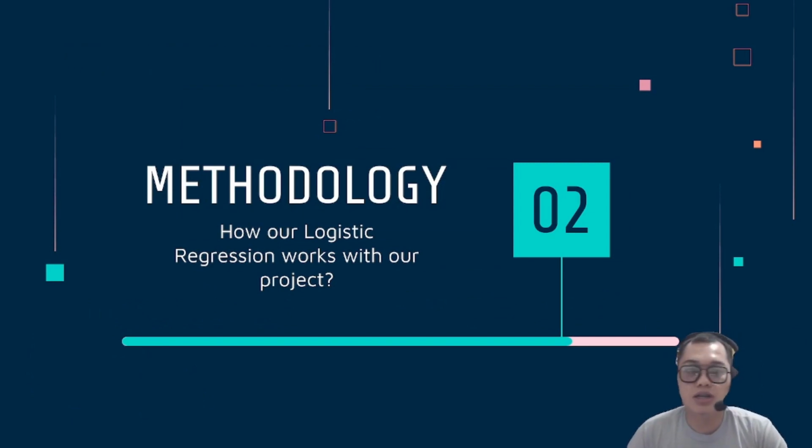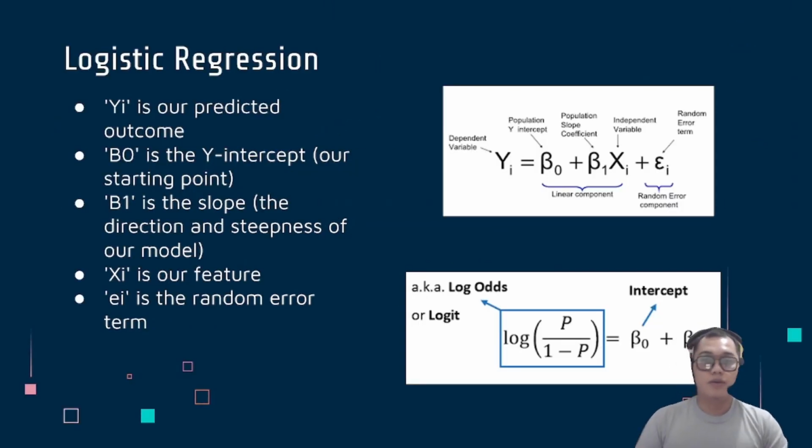Well, let's continue to the methodology. This is where we look at how our logistic regression works with our project. All right, this is the formula of our logistic regression. Y, our dependent variable, is the outcome of our models. This is what we are going to look at. This is the main target that we are looking for: the bad or good prediction.